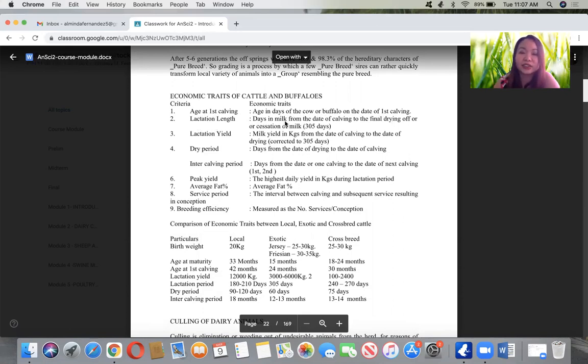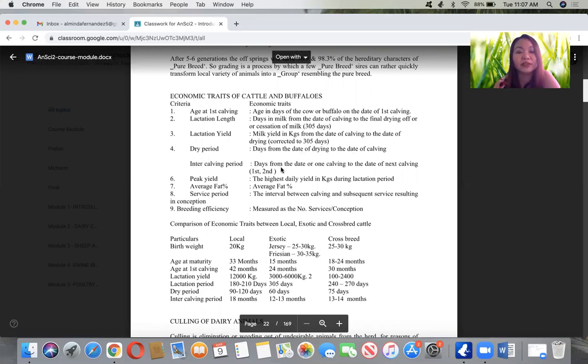And then the lactation length, it's the days in milk from the date of calving to the final drying off or the cessation of milk, usually 305 days. The lactation yield is very important, in kilograms. The dry period is the days from the date of drying to the date of calving.